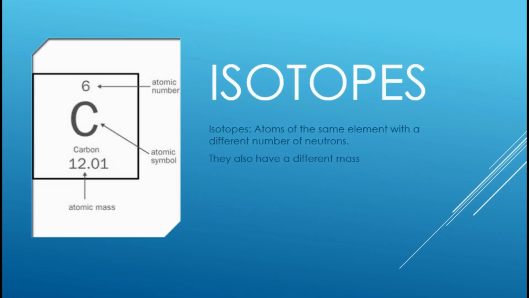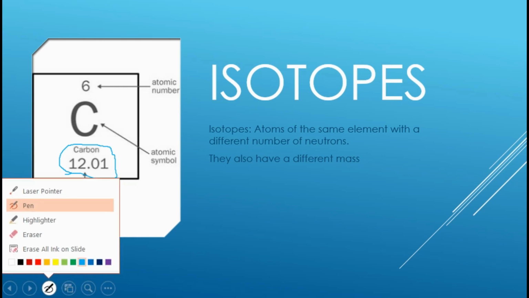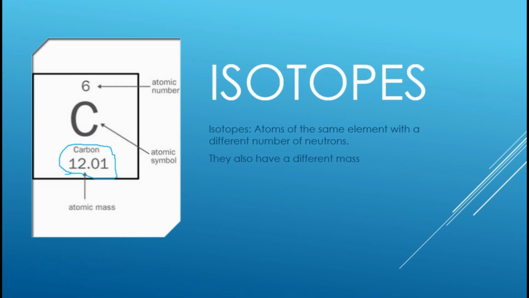Now let's talk about isotopes. Isotopes are atoms where numbers can vary. So let's say we have, for example, carbon 12. Normally an isotope is an atom of the same element with a different number of neutrons. They will also have different masses. Now in our case right now, we're going to talk about carbon.